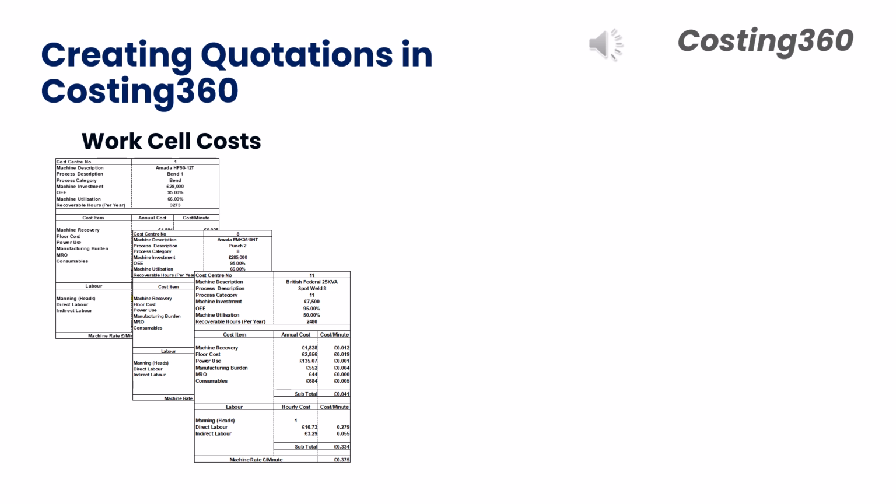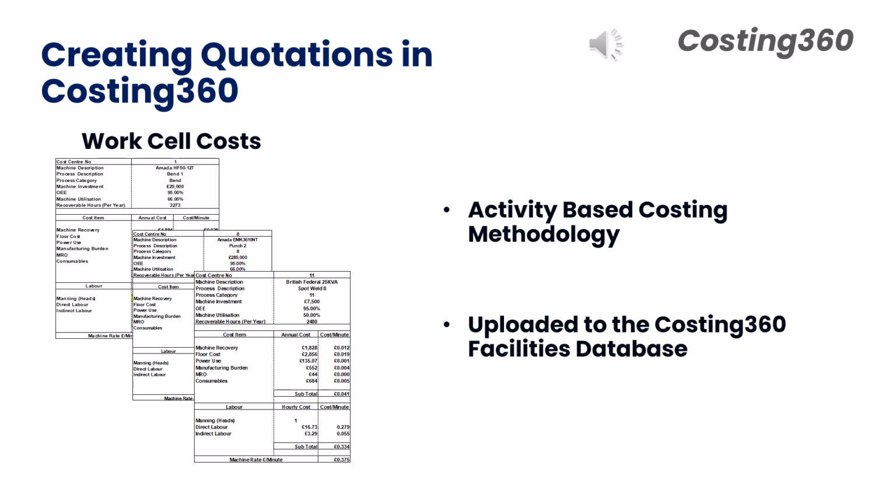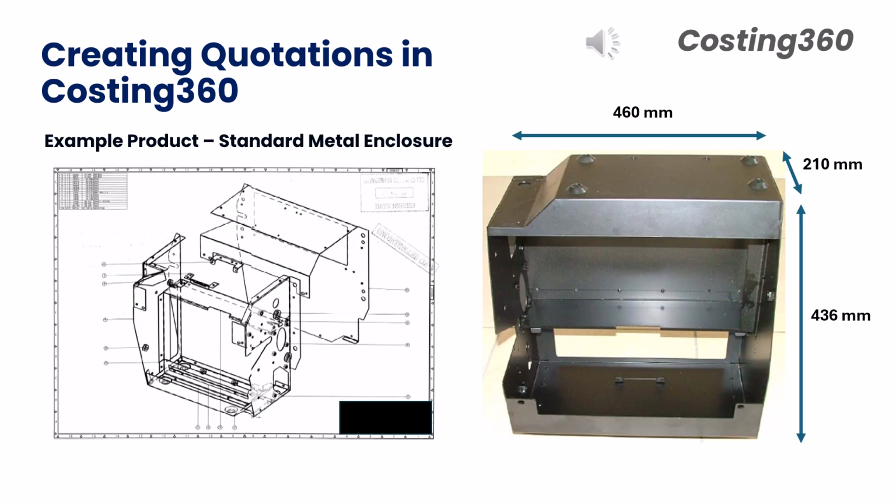Each of the work cells has a charge-out rate calculated on the value of the equipment used, the floor space occupied, the running costs and the general overheads and so on. The facility costs are calculated using activity-based costing methodology, and this information is uploaded to the Costing360 facilities database. Let us now look at a specific product.